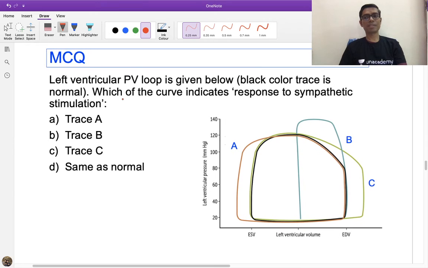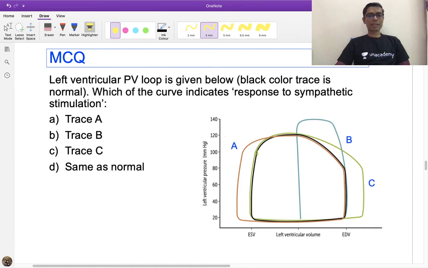Now next question I'm going to. This is a little tricky one, but if you know the concept you will be able to answer. The left ventricular pressure-volume curve is given below, the black color line. This black curve that you are seeing here is the normal curve. Which curve indicates the response to sympathetic stimulation: A, B or C, or same as normal?